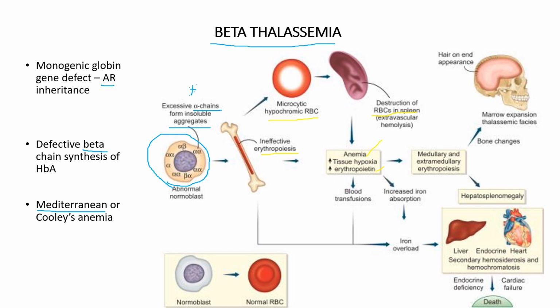So there is medullary and extramedullary erythropoiesis. This can manifest in the form of bone marrow expansion leading to thalassemic facies and hepatosplenomegaly. And this requires blood transfusion, and due to blood transfusion and also because of increased iron absorption, it leads to hemosiderosis and hemochromatosis due to iron overload.